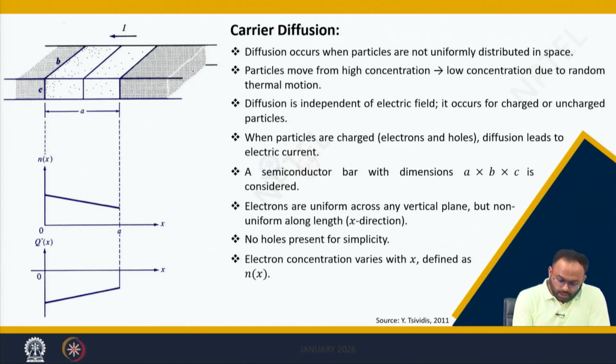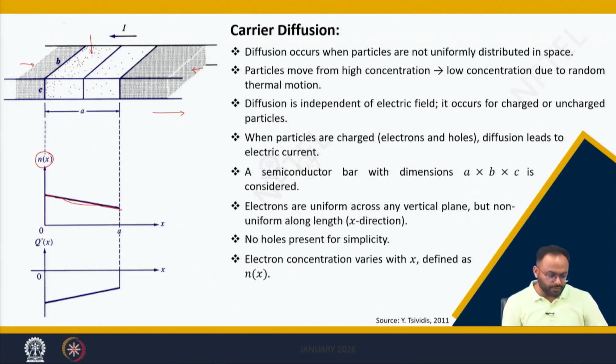Let's talk about the diffusion. As we pointed out, even if you are not applying a voltage across the specimen, due to the concentration gradient there will be a charge transfer. For example, suppose we maintain that here the electron concentration is more and here the electron concentration is less. If we plot electron concentration along the x-axis, then we will get a linear fall. This fall can be non-uniform or non-linear as well, but for simplicity we are assuming that n(x) varies linearly with x, correct?